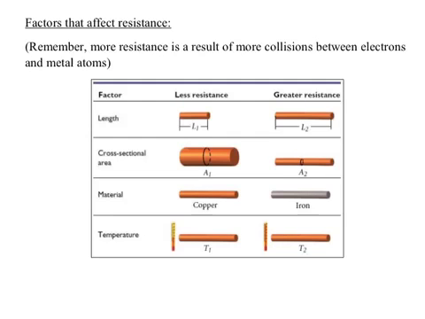Let's take a look at the next slide. Let's look at what James was just mentioning a moment ago. Factors that affect the resistance. Okay? Now, if we're looking at wiring in general, so imagine you have a piece of copper wire. There are 4 factors that we're going to look at. First, the length of the wire.